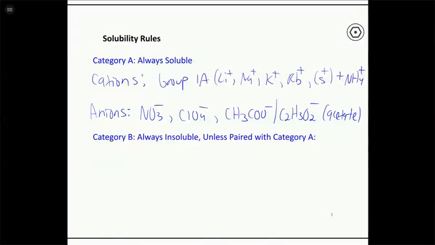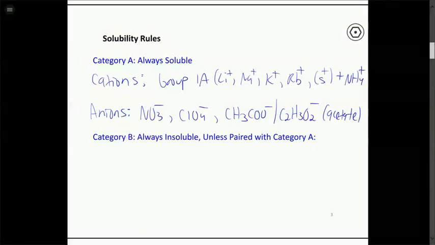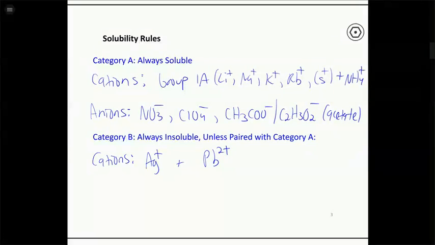So category A, if you see one of these cations, one of these anions in the compound, you know it's soluble, you don't have to think anything more about it. There's also a category of ions, primarily some cations and some anions, where they're going to be always insoluble unless they're paired with one of these special cations or anions. So the cations that fall in this category are silver plus and lead 2 plus. Alright, so if one of these cations is paired with anything else besides nitrate, perchlorate, or acetate, you can assume that it's going to be insoluble. So whatever the anion is, if it's not one of these three, that'll be an insoluble compound.